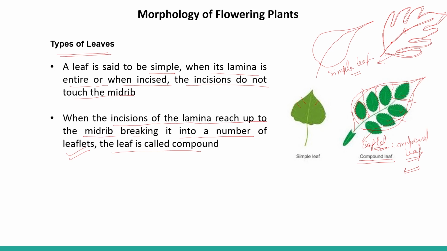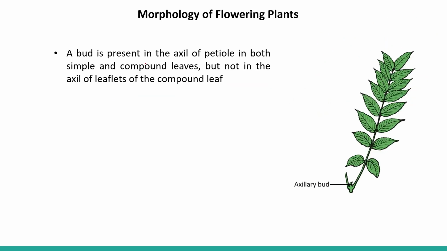Next, a bud is present in the axil of the petiole in both simple and compound leaf, but not in the axils of the leaflets of the compound leaf. So if I'm drawing a simple leaf here, then the axil of this is the petiole region, this is the main branch region, and here in the axil of this leaf, a bud is there. So this is in the case of a simple leaf.